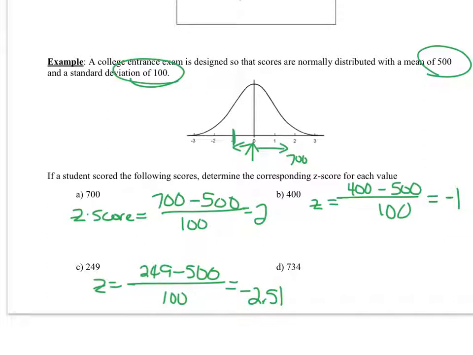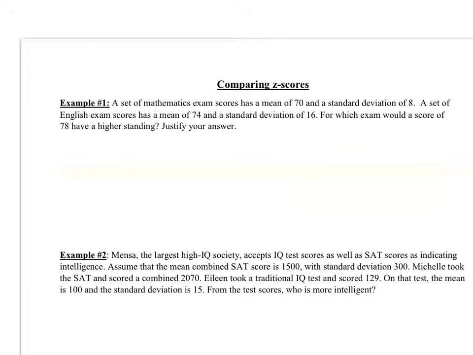So 734, our z-score is 734 minus 500 divided by 100, and that's equal to positive 2.34. So these people scored 2.34 standard deviations above the mean because it's positive. So what we do is we compare z-scores. We look at them and say which one is better.